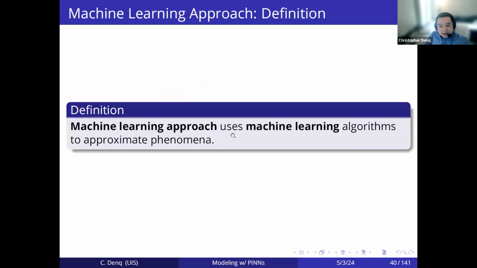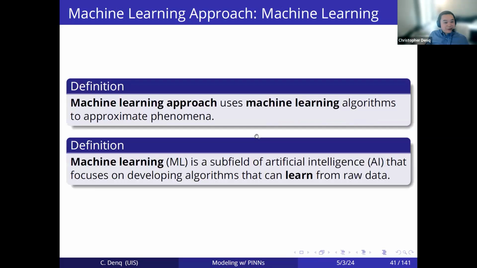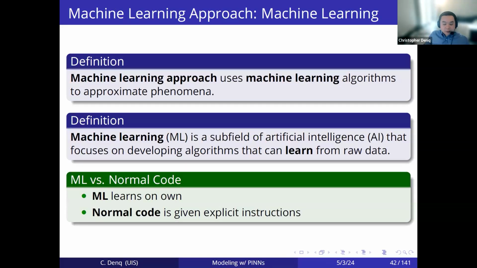As the name suggests, a machine learning approach uses machine learning algorithms to approximate such phenomena. This begs the question, well, what is machine learning? As a high-level overview, machine learning is a subfield of AI, artificial intelligence, that develops algorithms, develops code, that can learn from raw data. And learn is the really key part here, at least for this part of the talk.